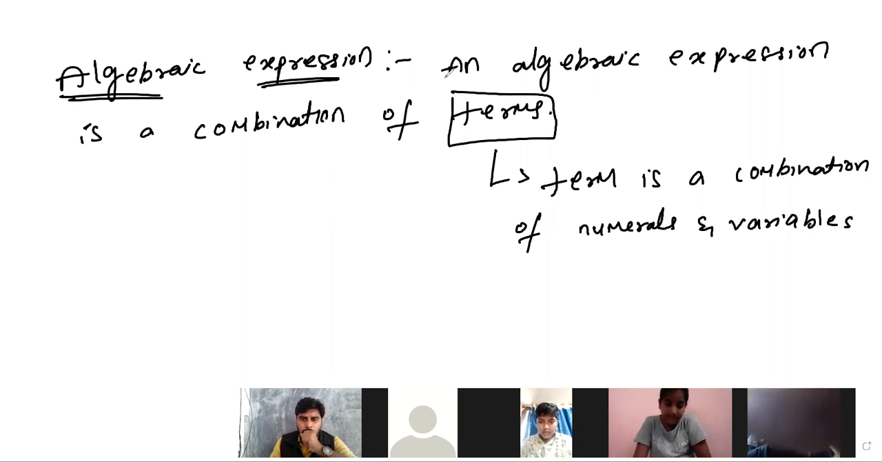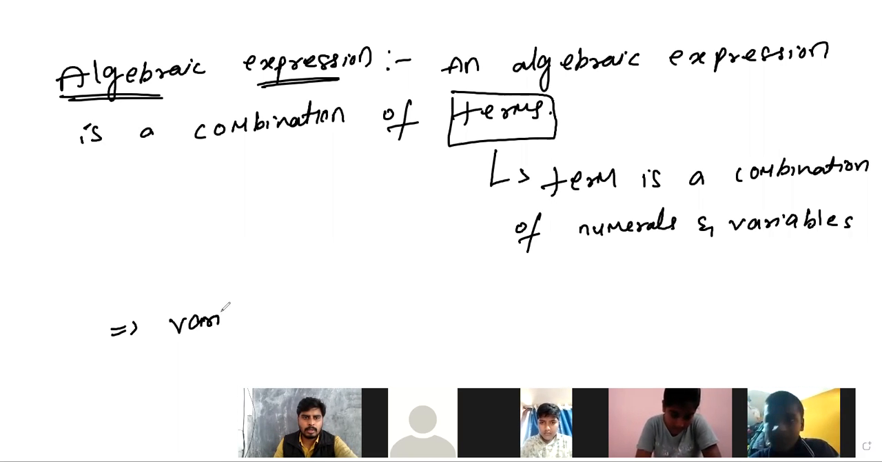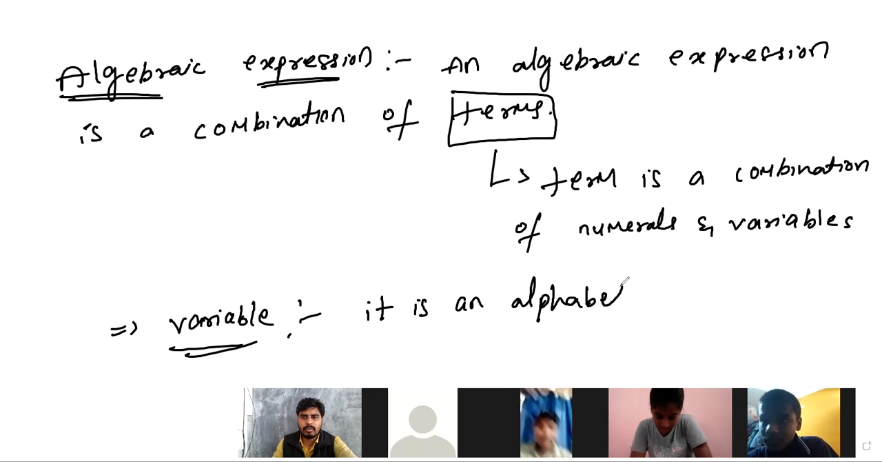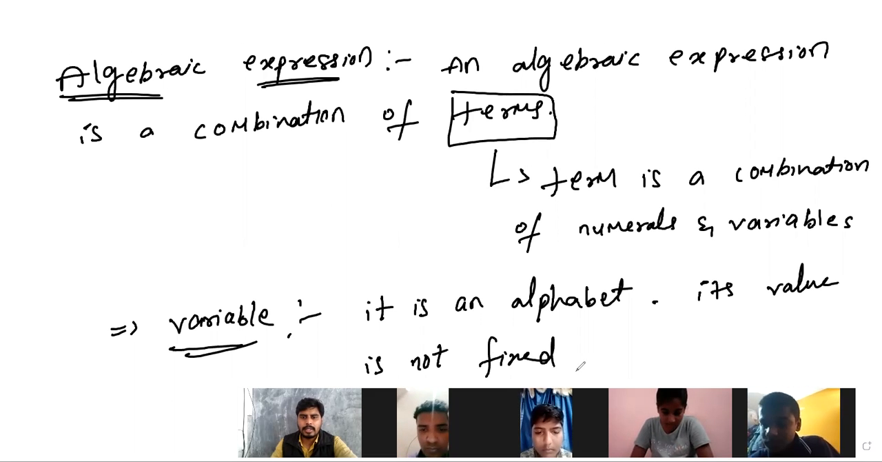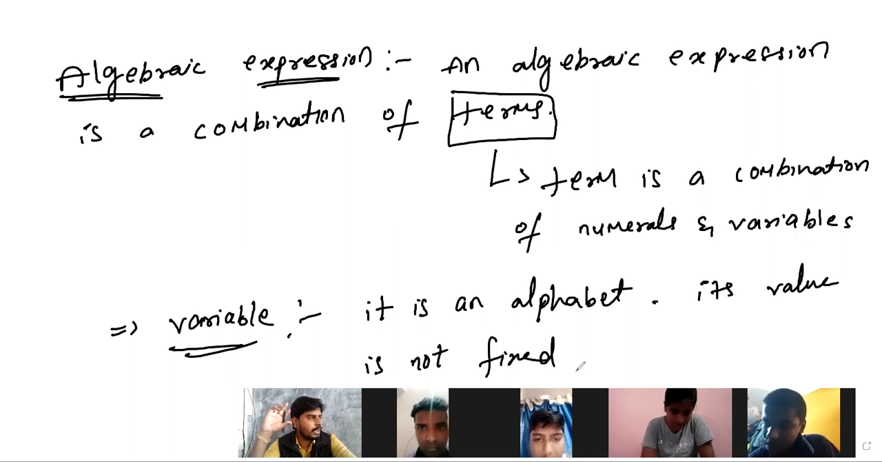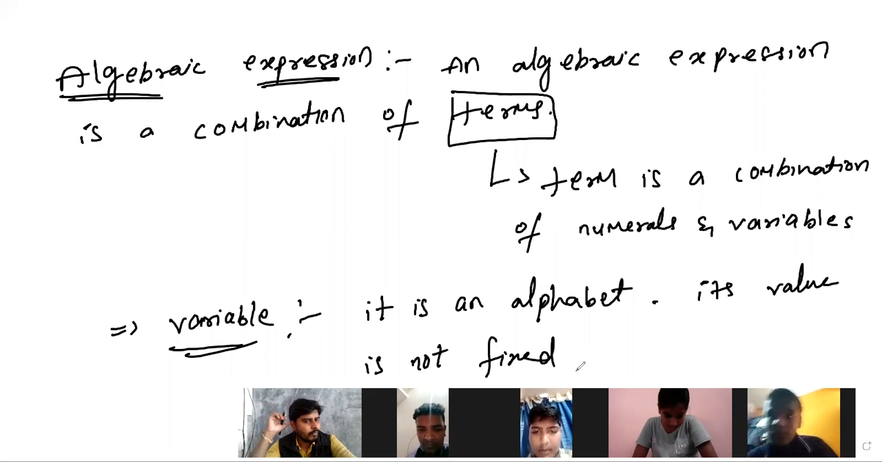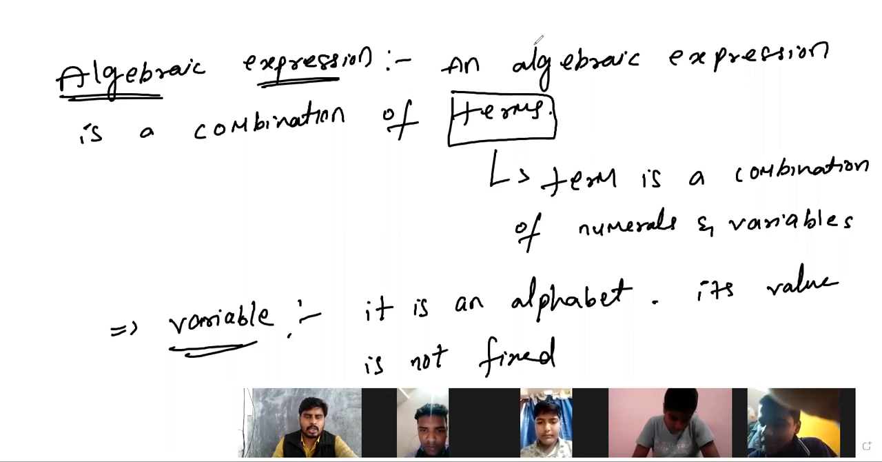Okay. We know what numerals are, nothing but numerical numbers, right? Then what about variable? A variable is an alphabet, and its value is not fixed. It changes always. A variable varies always. It means it should not be fixed, Nana. That is the meaning of variable. We shall understand this concept by taking an example.